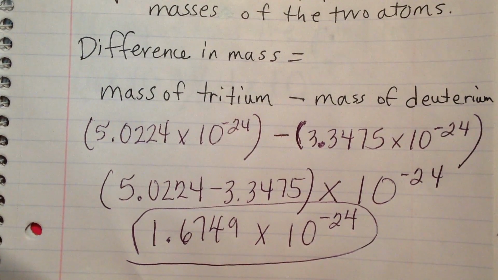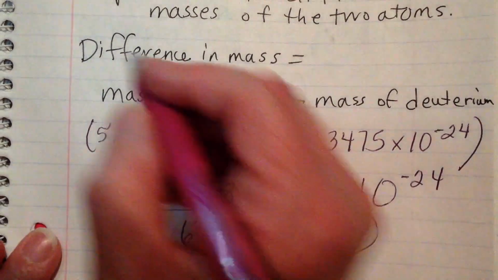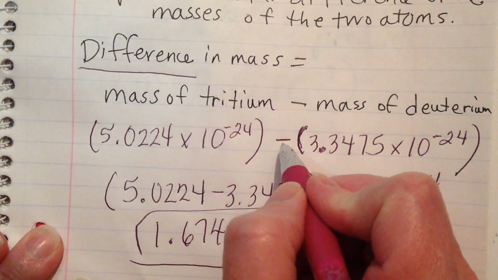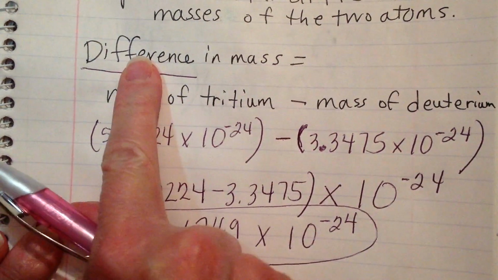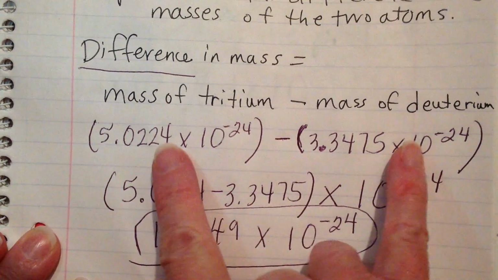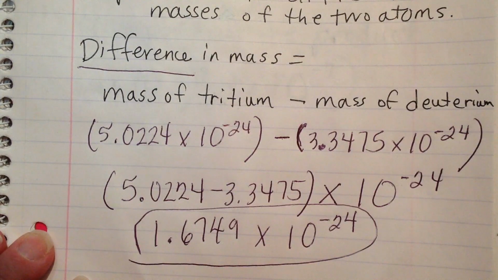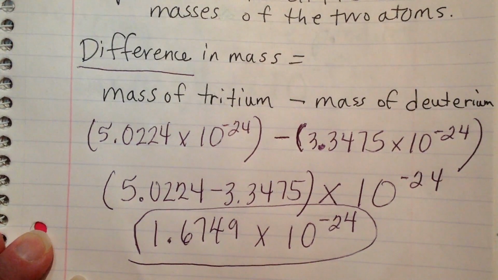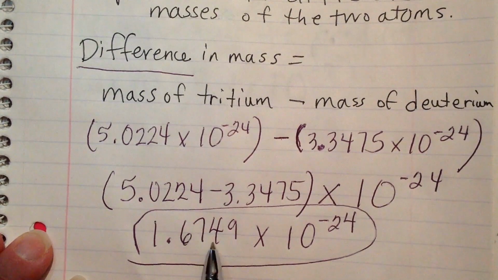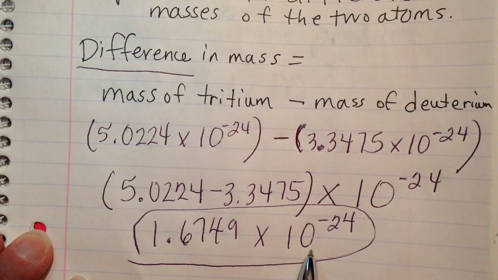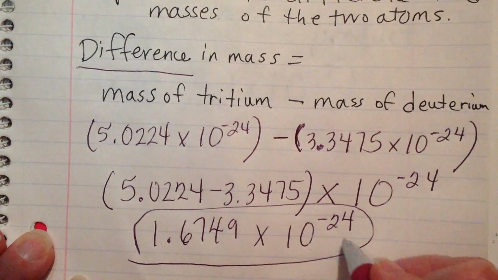Now remember, our question was to find the difference. Difference means to subtract. So that's how I knew to subtract the two. So the difference in mass between the deuterium and the tritium is 1.6749 times 10 to the negative 24 grams.